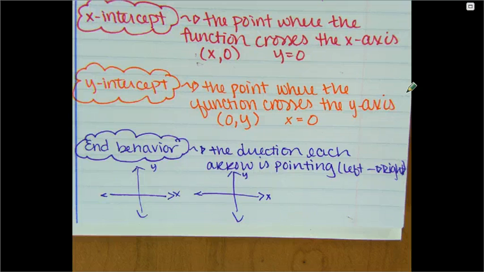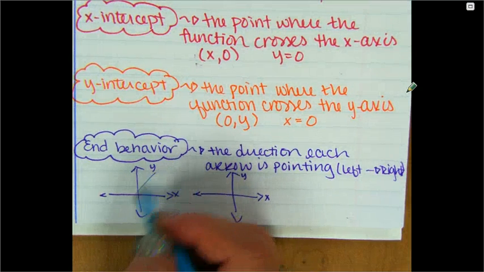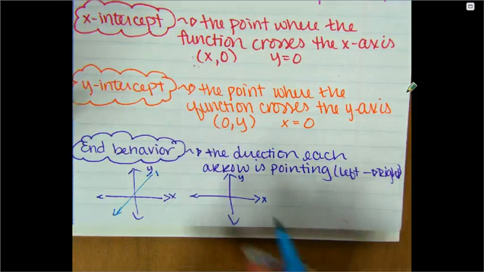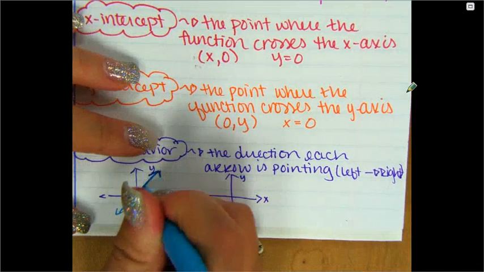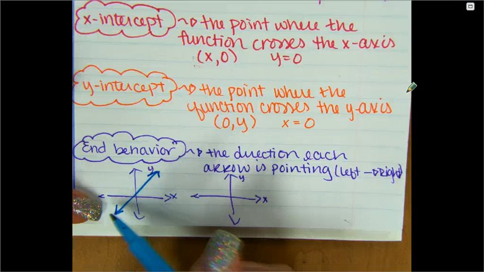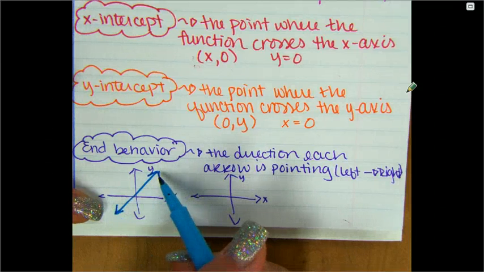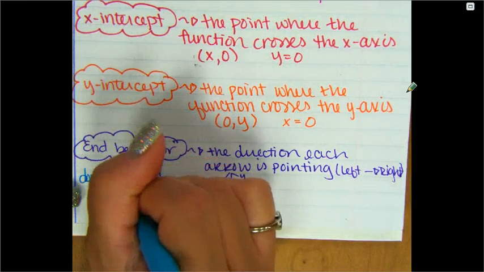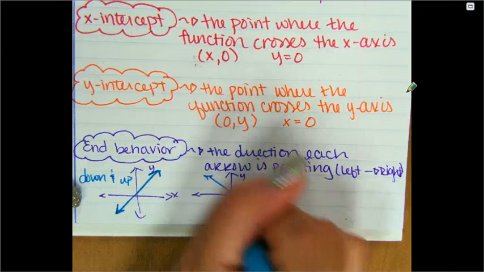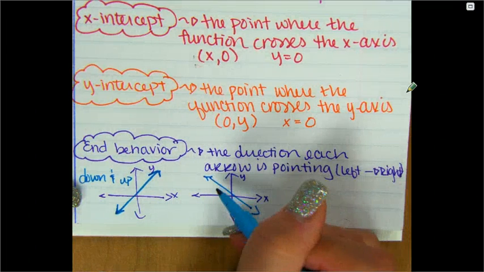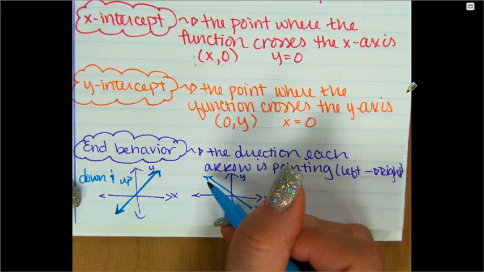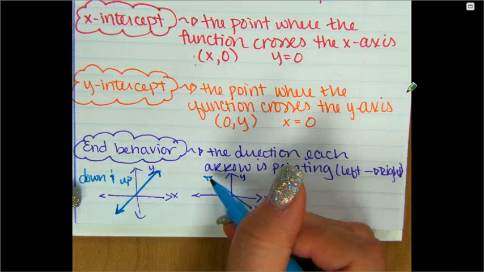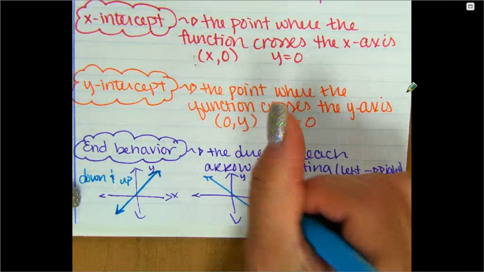Okay? So mainly like this. If we're looking at this graph right here, this function, it is a positive slope. But which way is this arrow pointing? Down. Which way is this one pointing? So this is down and up. If I look at this one, which way is this one pointing? Up, and this is pointing down. So it's up and down.